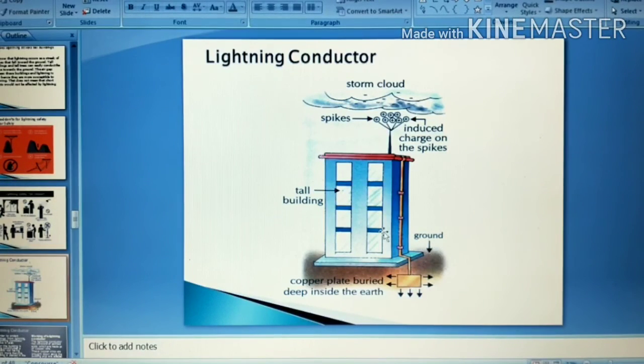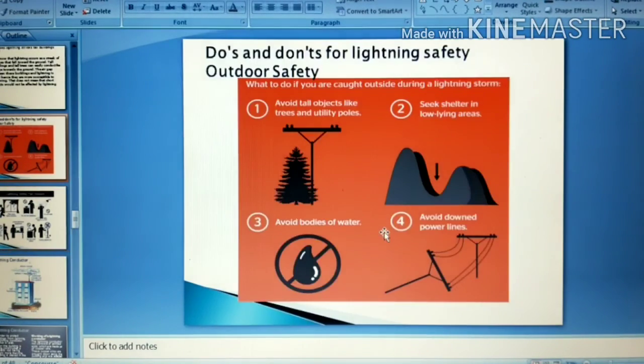So what are the safety measures that we can take to prevent ourselves from lightning, or what precautions should we follow to save ourselves from lightning? Some of the precautions that we should follow are the do's and don'ts for lightning safety. So what are the do's and don'ts? Avoid tall objects like trees and utility poles. Don't go near tall trees or utility poles.